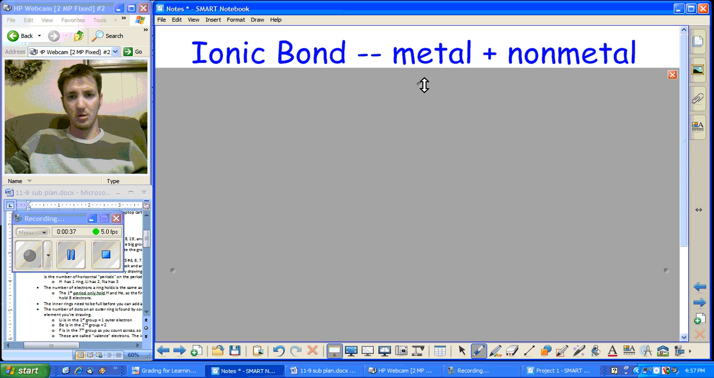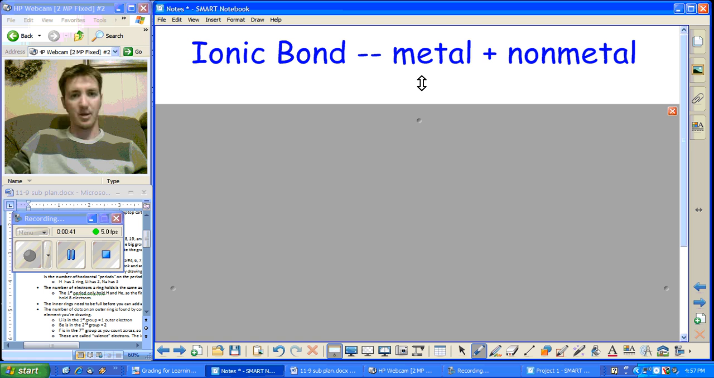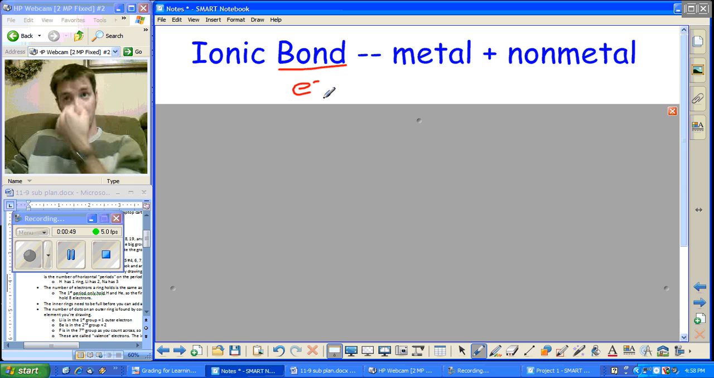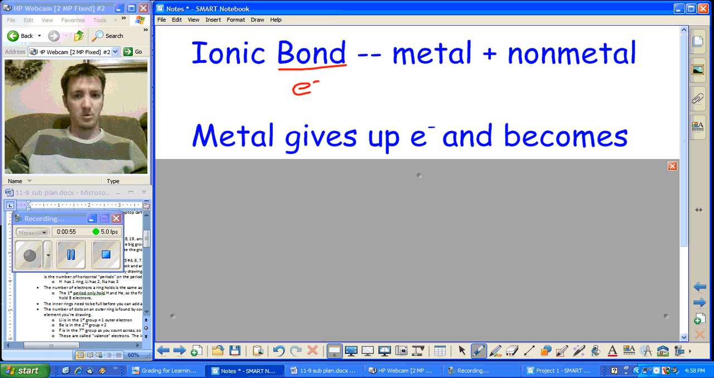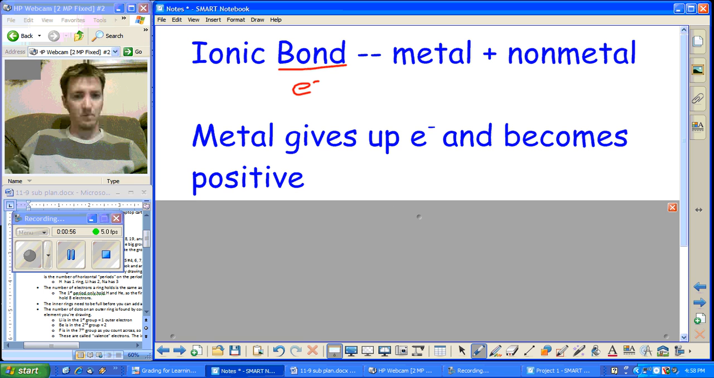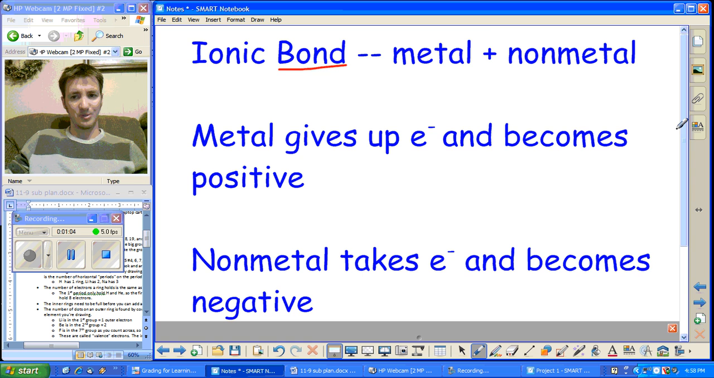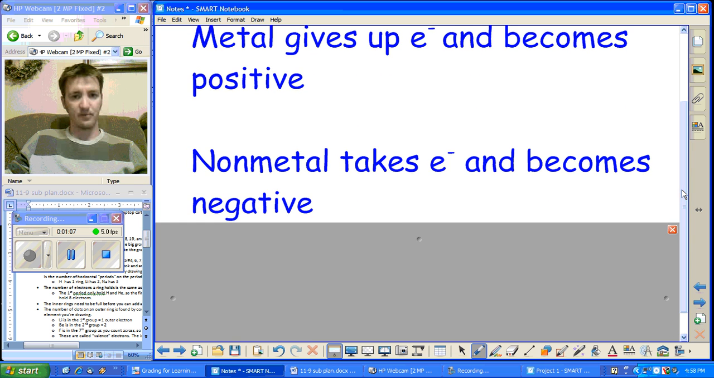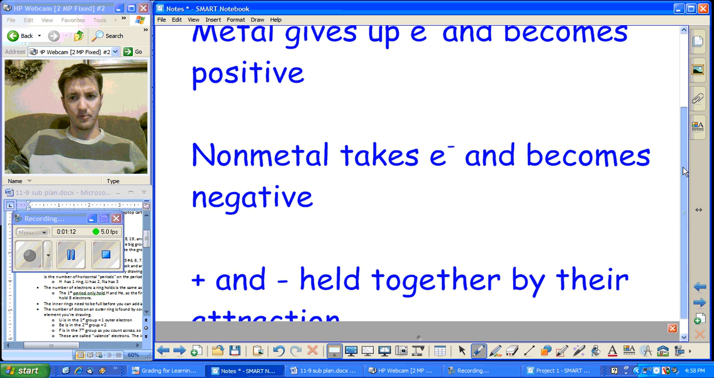So, note-wise for this, an ionic bond is when you have a metal and a non-metal. And anytime you have bonds, it's because of electrons that get shared or traded or stolen, basically. So, with these, what we said in the last lesson, metals give up electrons and become positive. Non-metals will take electrons and become negative.